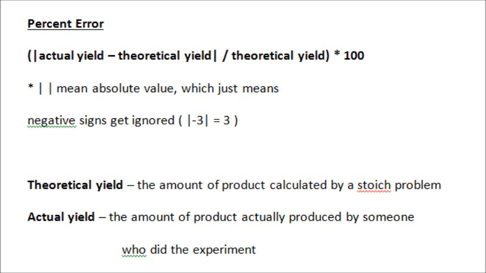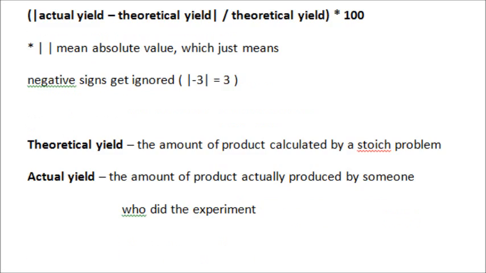The theoretical yield is the amount of product calculated by a stoichiometry problem. If you don't know how to do that, check out the stoichiometry video. And the actual yield is the amount of product that was actually produced by someone who did the experiment. Alright, let's just do an example.